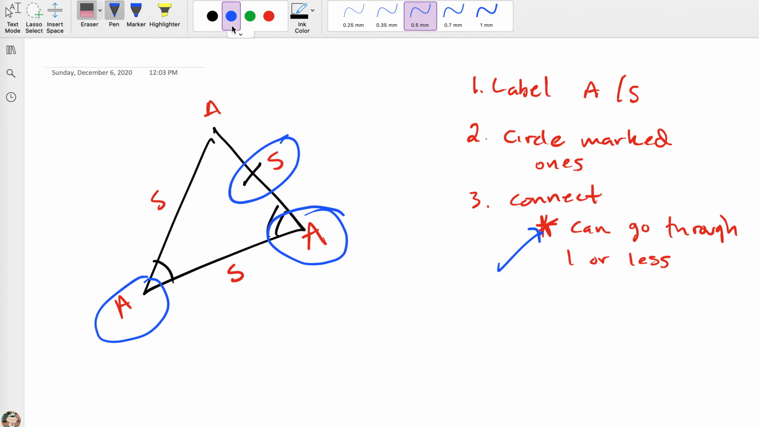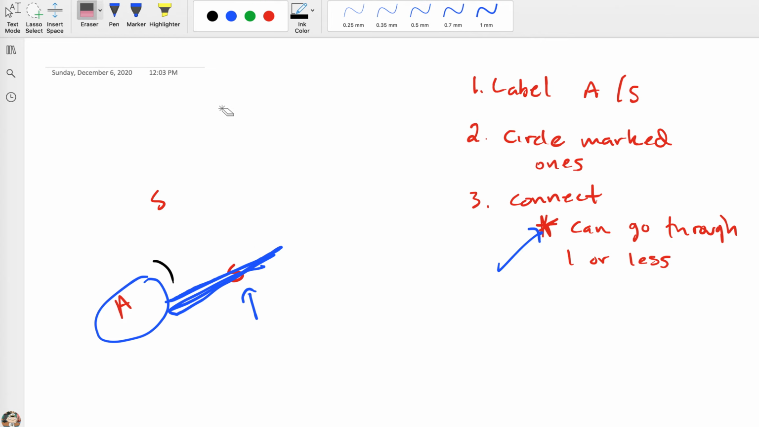So we always go through the side with one or less things that we go through. We went through that letter S to connect the two circled A's. So as long as you go through one or none, it'll always connect and it'll show you the pattern, AAS. We always want to read it in alphabetical order, so we start at the A. Technically, the pattern's the same when we say side, angle, angle. So this is one way that we can always have a rule.